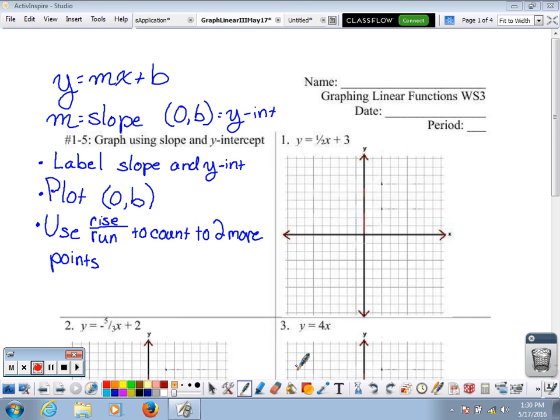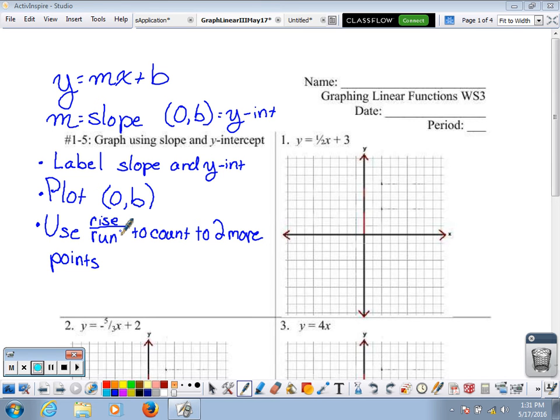Taking another look at graphing linear functions, we have two different ways that we can approach this. Option one is we can graph using the slope and the y-intercept. The function is written y equals mx plus b, where m is the slope and (0, b) is the y-intercept. If we label what the slope and the y-intercept are equal to, we can plot the point (0, b). That's the y-intercept. Then we can use rise over run to count to two more points from that y-intercept.